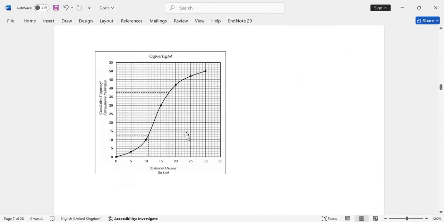We have this point 0, 0, 5 and 5, 15. This is the next point 10 and 10. We have this point 30 and 15. Okay, these are the points we have to show in this Ogive graph.